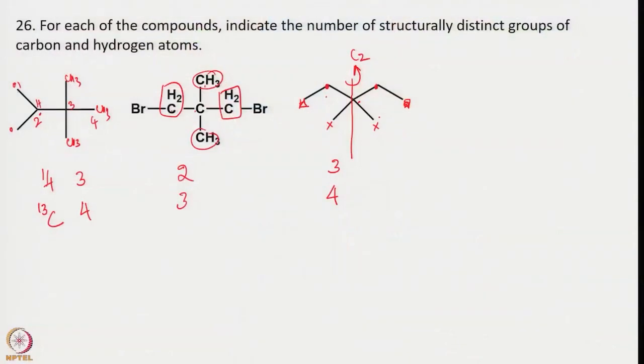In the first one, we have 3 hydrogen signals in its 1H NMR and 4 signals in 13C, whereas in case of 2 here, 2 and 3 each. And in case of this one, 3 and 4 each, we can expect here.